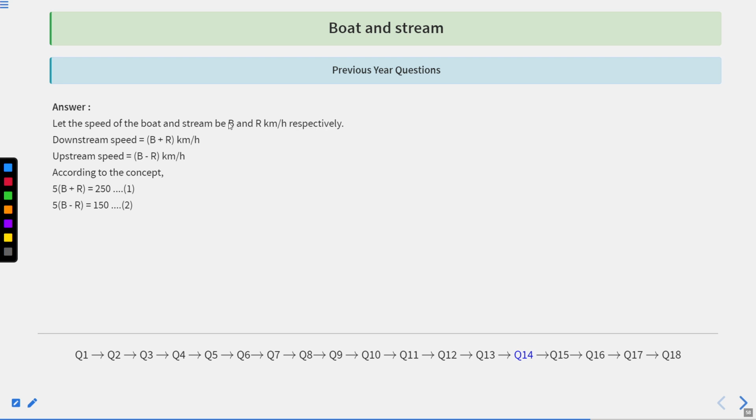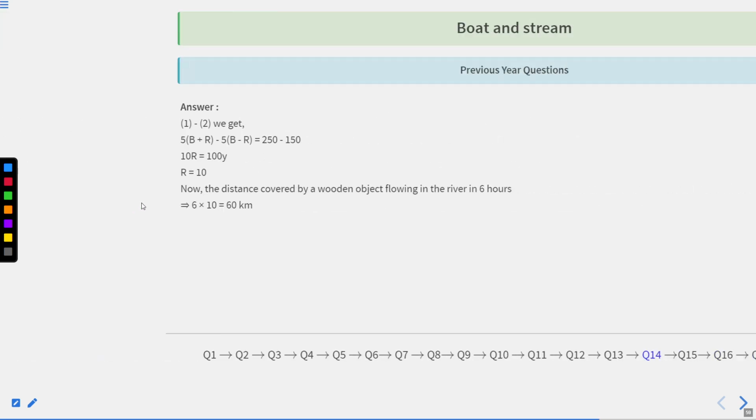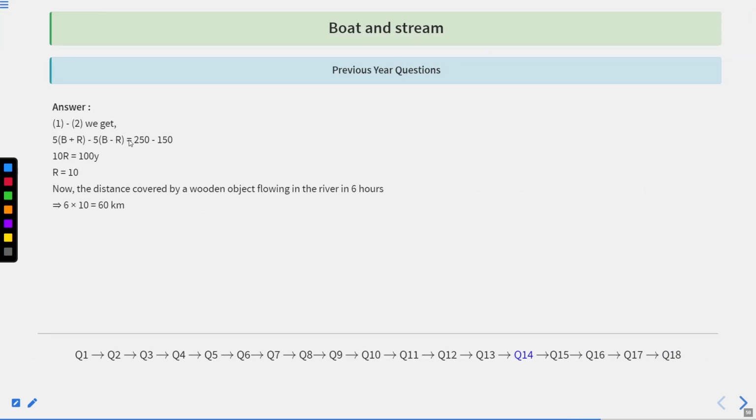Let the speed of the boat and the stream be b and r kilometers per hour respectively. So downstream speed is b plus r and upstream speed is b minus r. According to the question, we have two equations: 5 times (b plus r) equals 250 and 5 times (b minus r) equals 150. Taking the difference of the two equations, we will have r equal to 10.